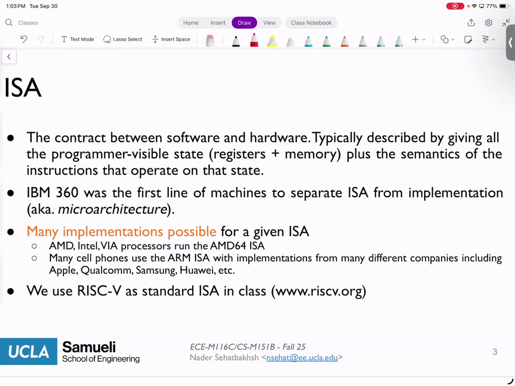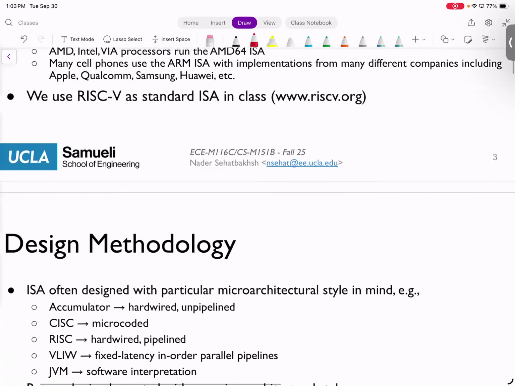Okay. As I told you multiple times, we're going to use what we call RISC-V. RISC-V is a standard ISA that we're going to use. If you're interested to learn more about RISC-V, this is an open source consortium. You can actually read more about it there. You're going to see a lot of things there.